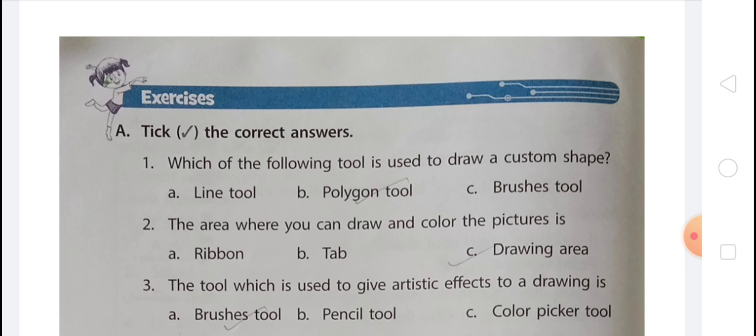Saving a drawing. To save a file in Paint, follow these steps. On first, click on the File tab. A drop down list appears. On second, select the Save option. The Save as dialog box appears. In the file name box, type in a suitable name for your drawing. Click on the Save button. The file will get saved.